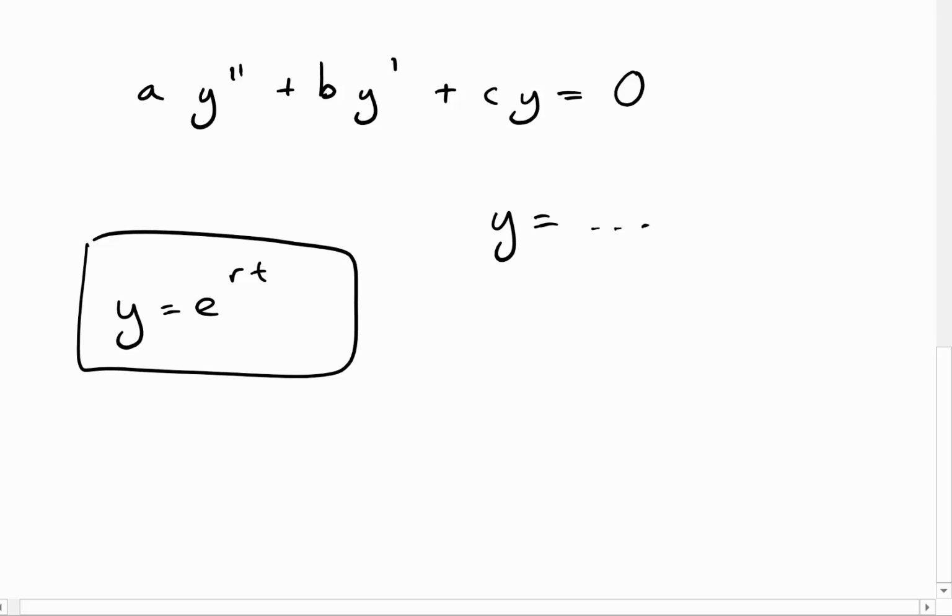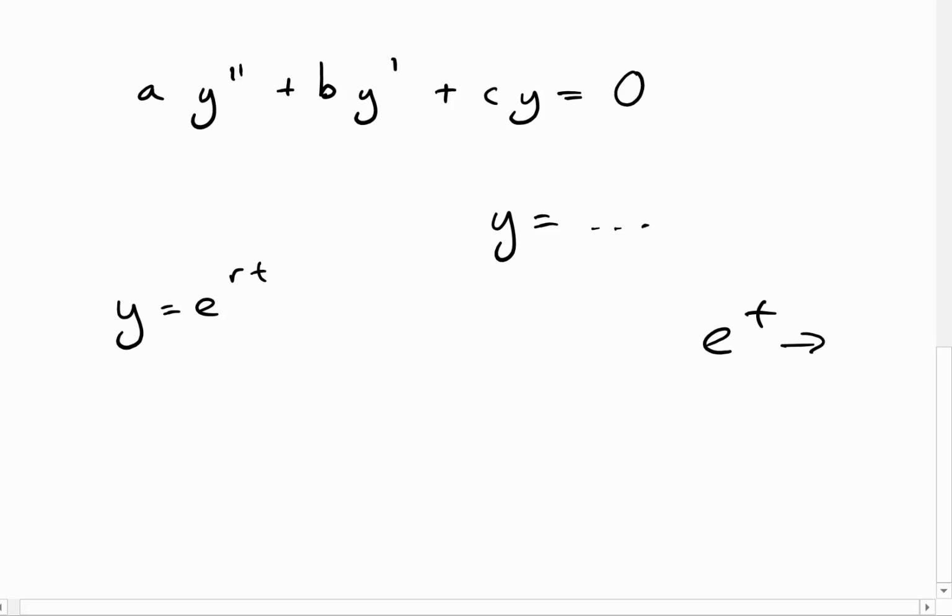The reason why is because it's a nice thing to differentiate. Y could literally be anything, so let's just make a logical guess and make y equal e to the rt. In actual fact, this is generally what we do when we've got constant coefficients and the right hand side is equal to 0. There are various proofs and bits of research that have looked into this. But that seems like a good guess, because this is an easy function to differentiate. If you differentiate e to the t with respect to t, it just becomes e to the t.